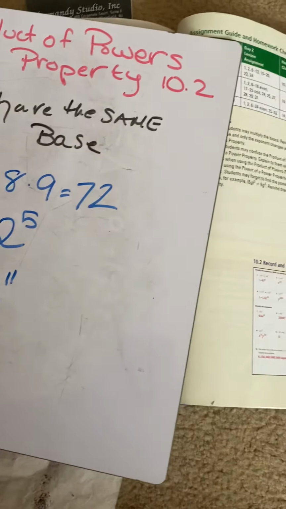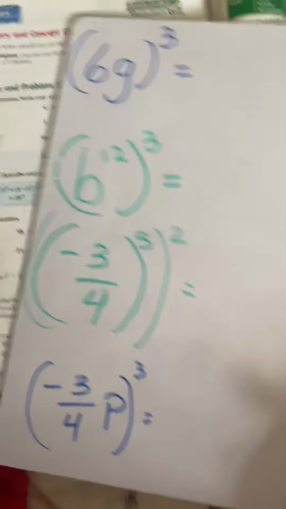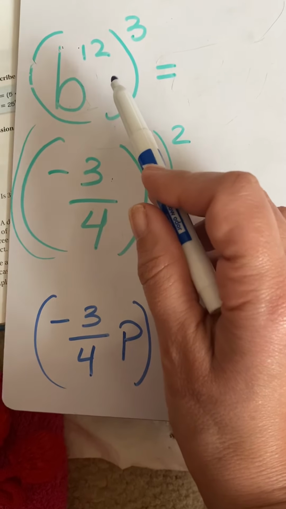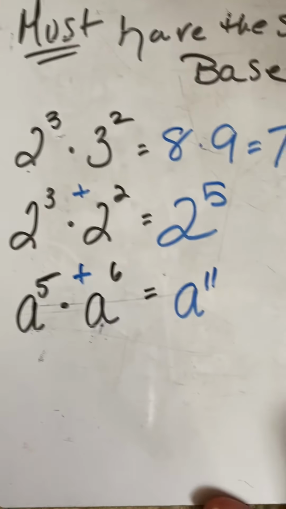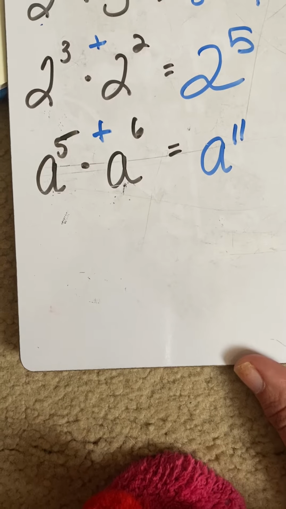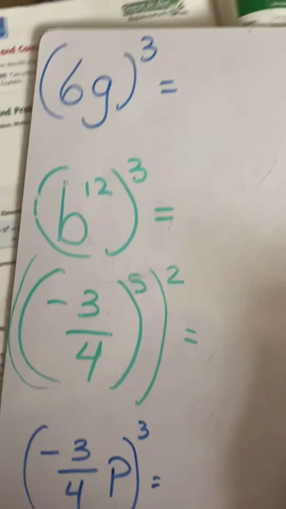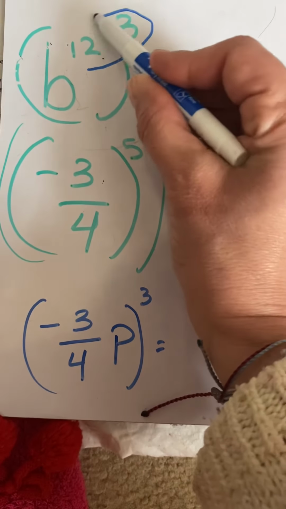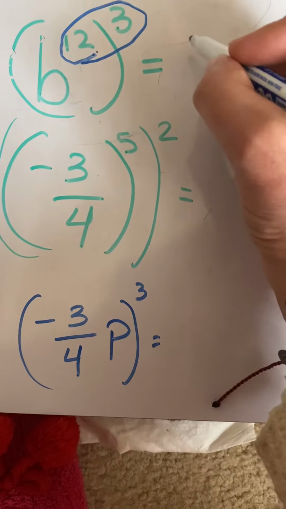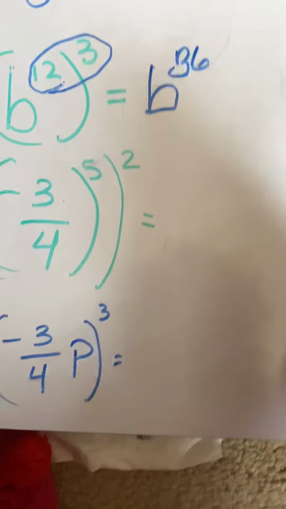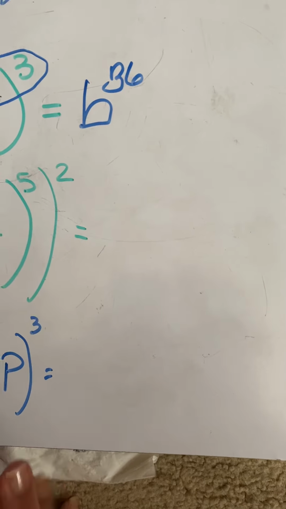Okay, now let's look at power to a power. All right, so we're going to start with this one here. This is called power to a power. So whereas here, when you have multiplying, what you're going to do is add the exponents when it has the same base. Here, you're going to multiply the exponents. So if you see one like this, where it's power to a power, you're going to take these two numbers and multiply them. So it's going to be b to the 12 times 3, which is 36. If it says to leave your answer as a power, that's how you're going to write it.